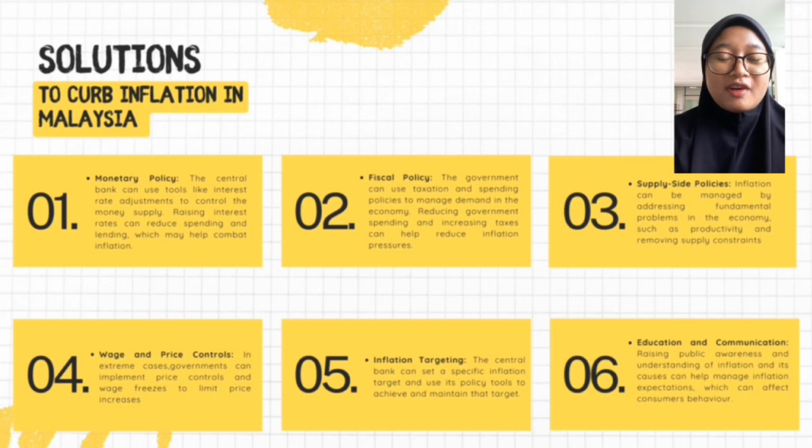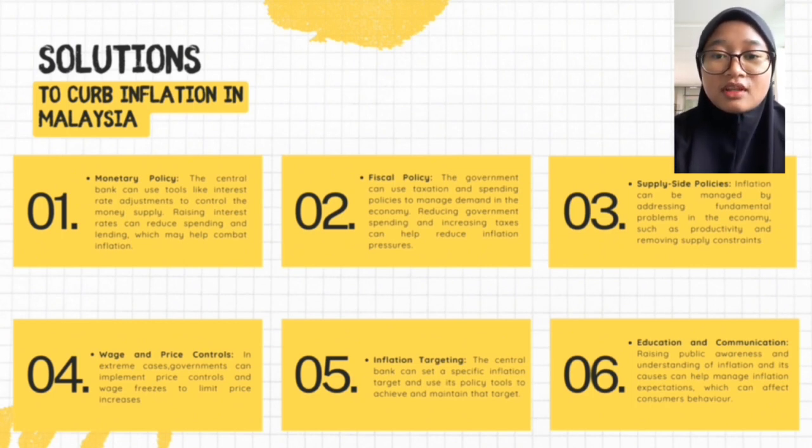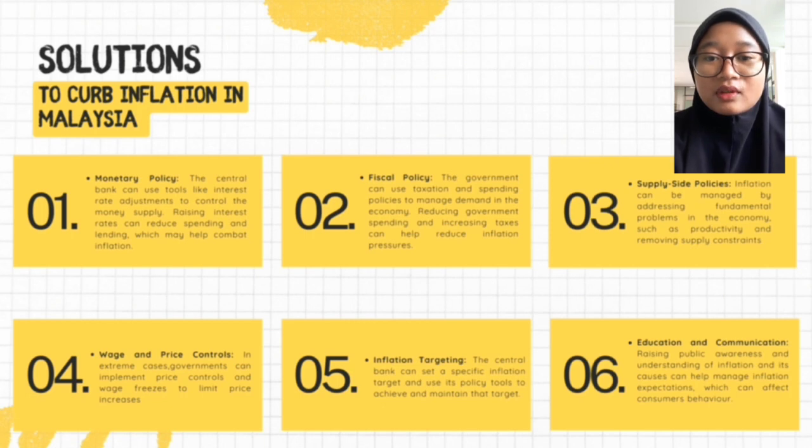Number 5. Inflation targeting. The central bank can set a specific inflation target and use its policy tools to achieve and maintain that target. And lastly, number 6. Education and communication. Raising public awareness and understanding of inflation and its causes can help manage inflation expectations, which can affect consumer behavior.